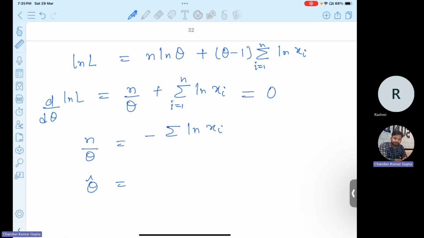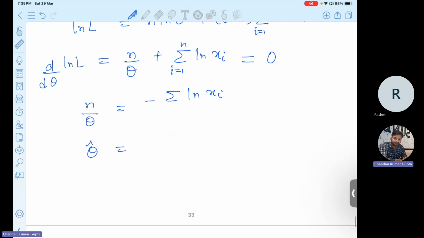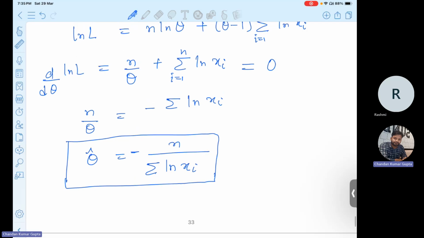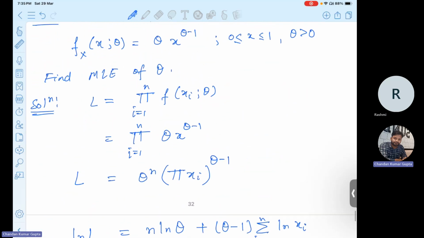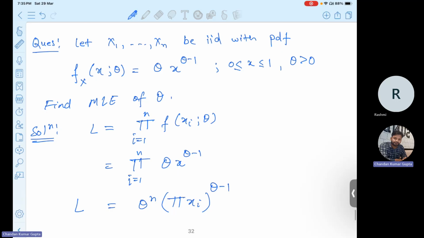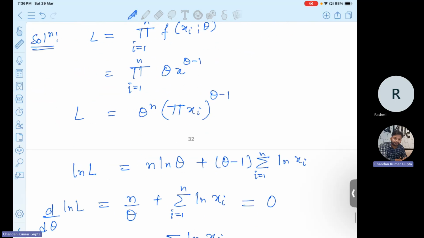So from here, theta cap is the MLE of theta. The MLE of the parameter theta is n upon minus summation ln of xi, so it is minus n upon summation of log of xi. This is the maximum likelihood estimate for the parameter theta when the random variable x follows the given distribution theta x to the power theta minus 1 within the range 0 to 1. So this is how we calculate the maximum likelihood estimate.